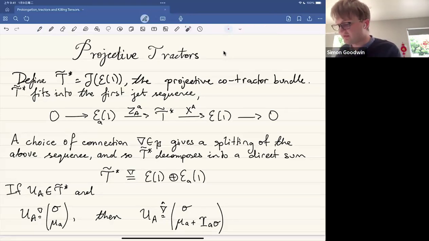jet bundles. And so there's probably put a 1 on here. This is meant to be the first jet bundle of the weighted functions of weight 1. And so this is what I call our co-tractor bundle. And we'll see later why we're starting here, because the setup in the conformal case takes a few more steps. And so what this does is it fits into the first jet sequence illustrated here.